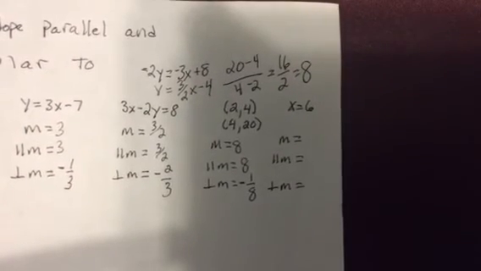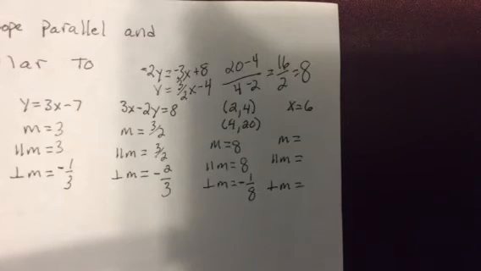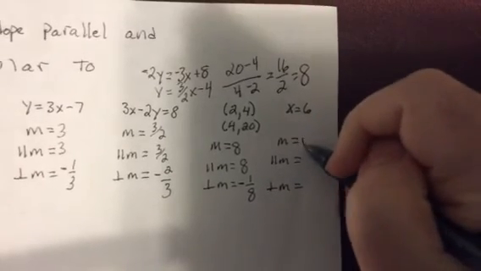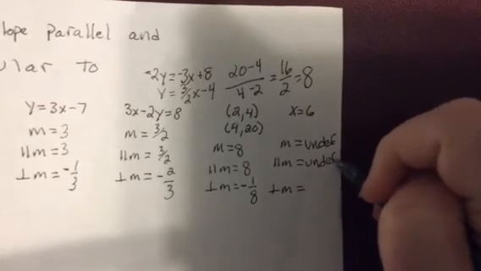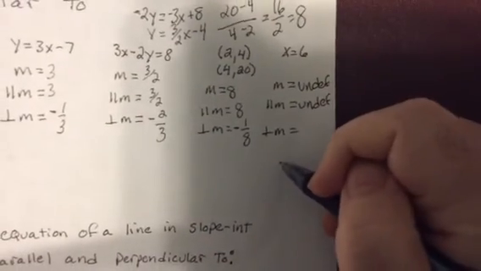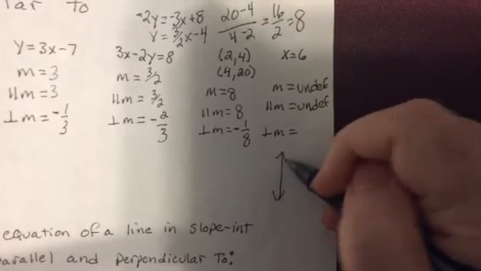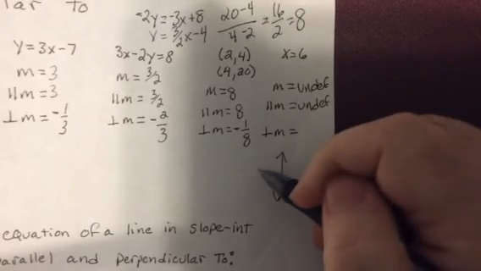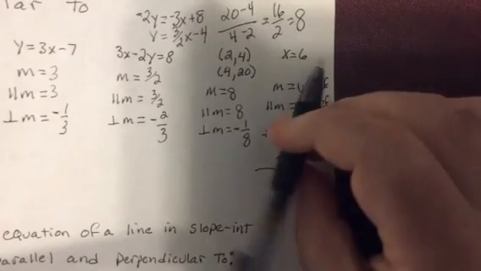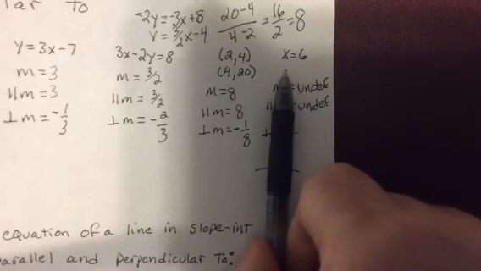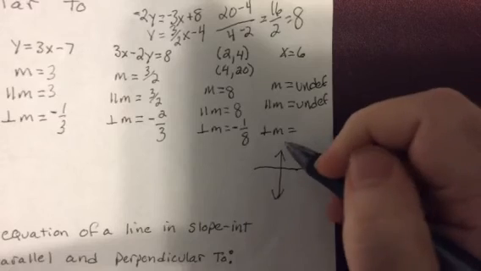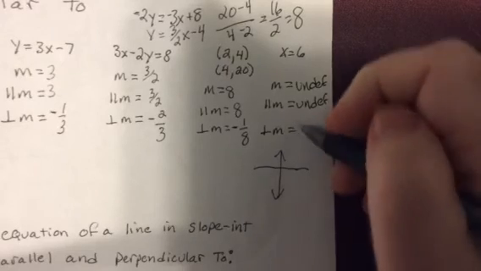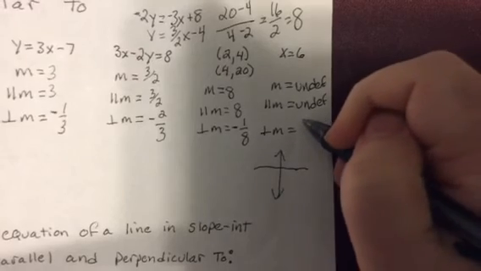X equals a number is a vertical line whose slope is always undefined. I said undefined. Yes, very good, whoever said that. So slope is undefined. So the parallel slope is undefined. Now think of it. If I have a vertical line, what line would cross it at a 90-degree angle? Well, a horizontal line. You have to rotate it 90 degrees. What's a horizontal line? Horizontal line slope is 0.